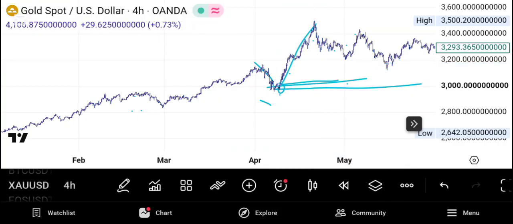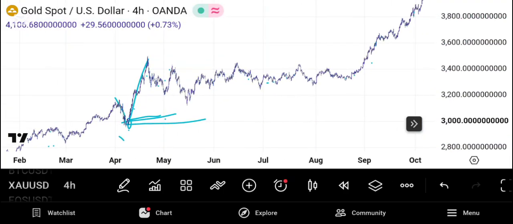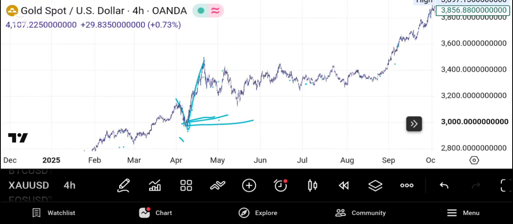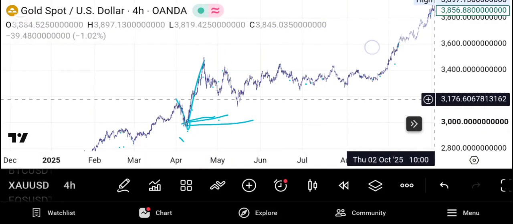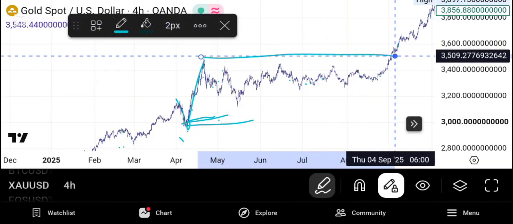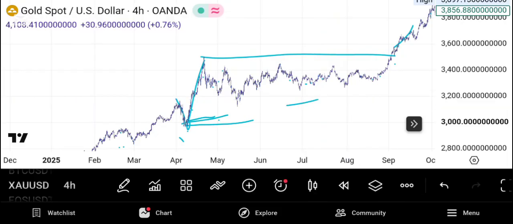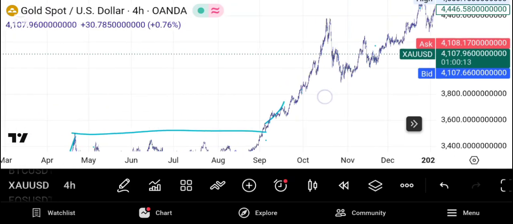So this is the corrective zone here. Now let's see if price ever came back. Oh my god, price never came back. But what are you now going to do? Since price never came back, it now gives you another high here. See as it's going, in fact, price never came back.